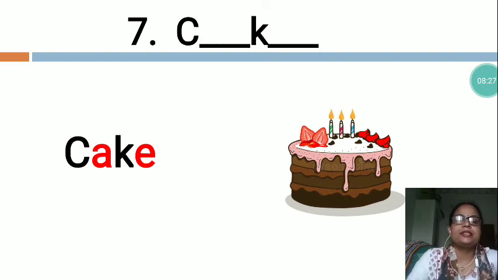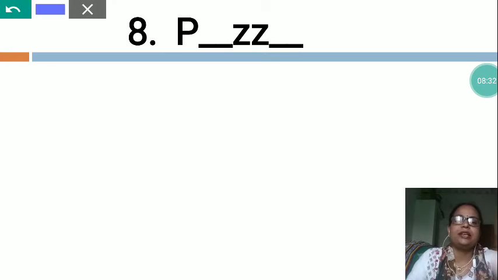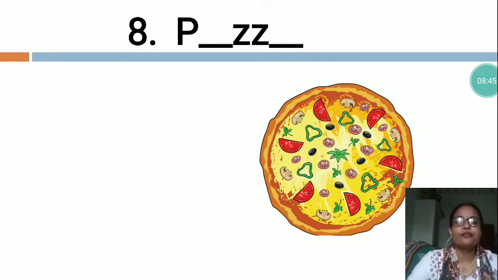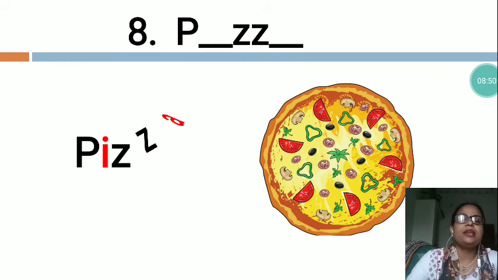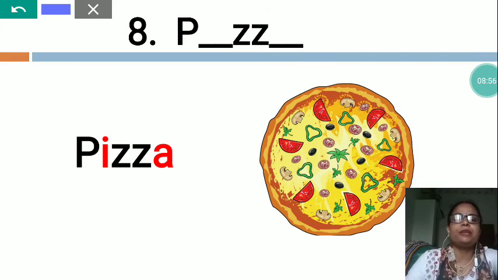Now, the next is P dash double Z dash. Now, in this word also two letters are missing. So, we will fill the correct letter at the proper place. But which word is this first? I would like to give you the clue. Wow, this is a picture of pizza. Yes. Now, the pizza spelling is P-I-Z-Z-A, pizza. So, we will write after P, I. And then after double Z, we will write A. Now, this is pizza.